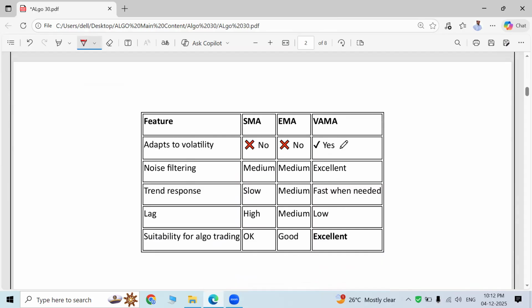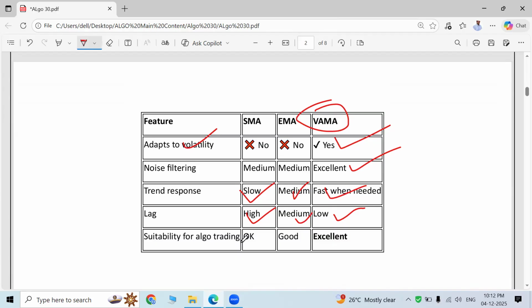I already told you VAMA works best with volatility, but EMA and SMA do not consider that. And WMA shows very weird behavior when the volatility is very low. Noise filtration is excellent in VAMA because it uses an adaptive alpha. Adaptive alpha means it changes the alpha whenever required. Then it becomes fast and slow whenever needed. It works slow, it works medium. So the speed of VAMA changes as per the change in volatility of the market. It has high lag, medium lag and the lowest lag.